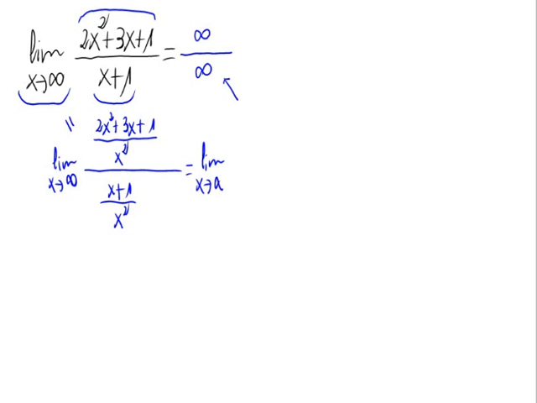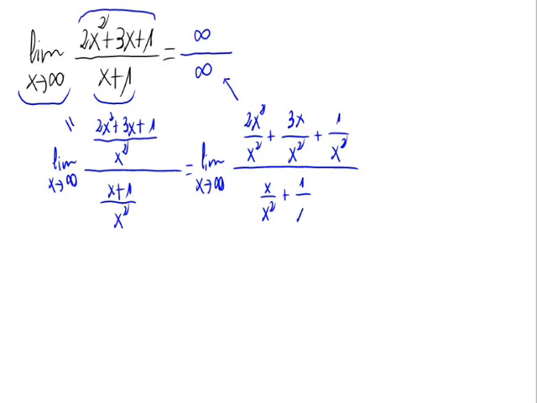So let's make the division of every monomial we have on the fraction, that is 2x squared divided by x squared plus 3x divided by x squared plus 1 divided by x squared, and the denominator would be x divided by x squared plus 1 divided by x squared.